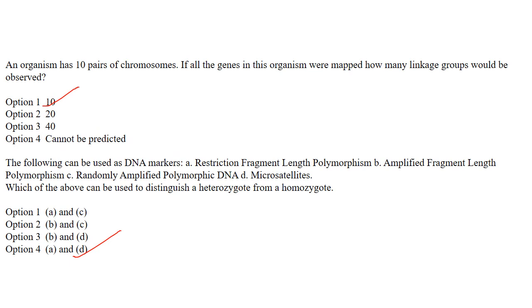An organism has 10 pairs of chromosomes. If all the genes in this organism were mapped, how many linkage groups would be observed? So the total number of linkage groups in an organism equals the number of autosomes in its haploid cell. The cell has 10 pairs of chromosomes, which means that the number of autosomes in the haploid cell is 10. Hence, the total number of linkage groups will be 10. Answer is option 1.